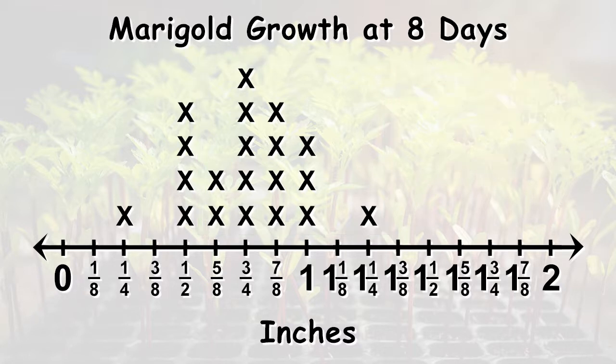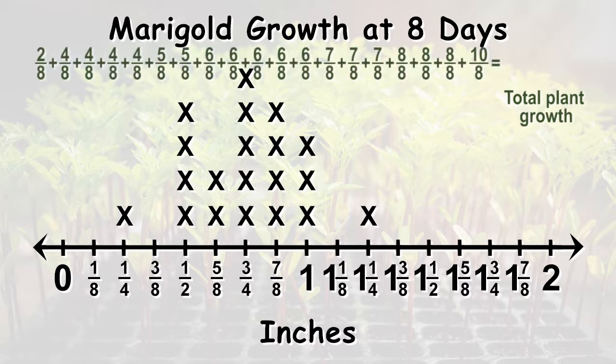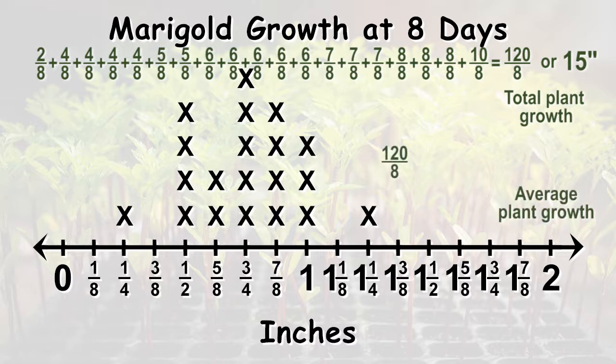Additionally, we can calculate the total plant growth for all plants measured by adding up the measurements for each X on the graph. We can even figure out the average growth for all the measured plants by taking the total growth, 15 inches, and dividing it by the number of plants, 20, for an average growth of 3/4 of an inch. Now let's create our own line plot.